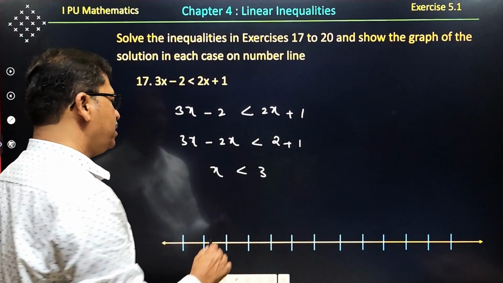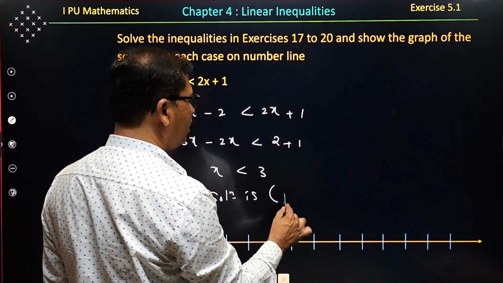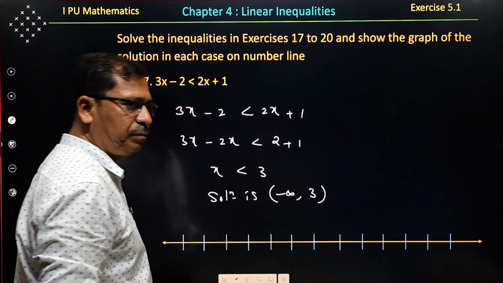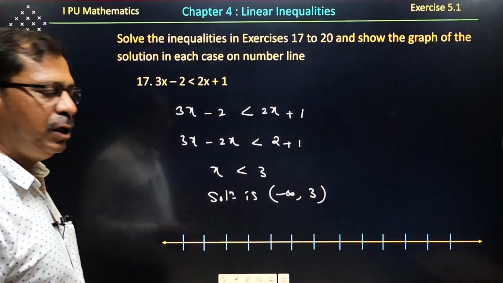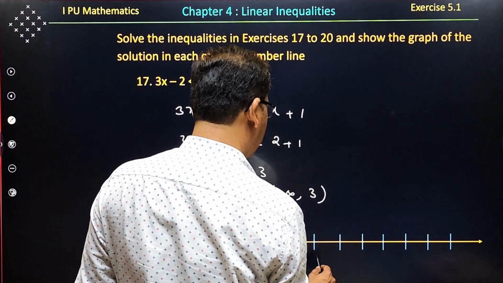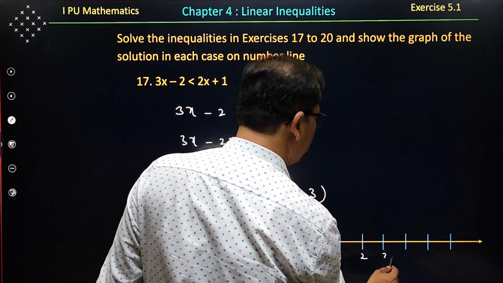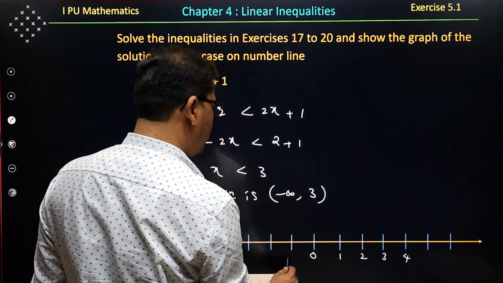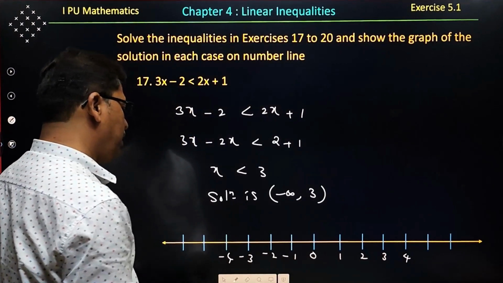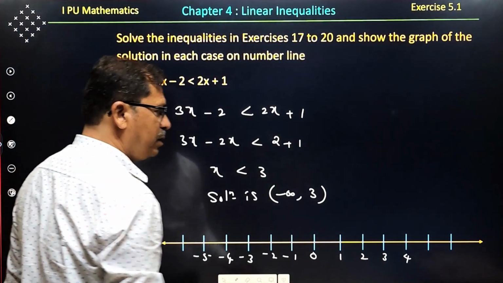x less than 3 means the solution in interval format. How can we write? Minus infinity to 3, an open interval here. We need to represent this interval on the number line. Let me take this as 0, this is 1, 2, 3, 4, and so on. This side it is minus 1, minus 2, minus 3, minus 4, minus 5 and so on.